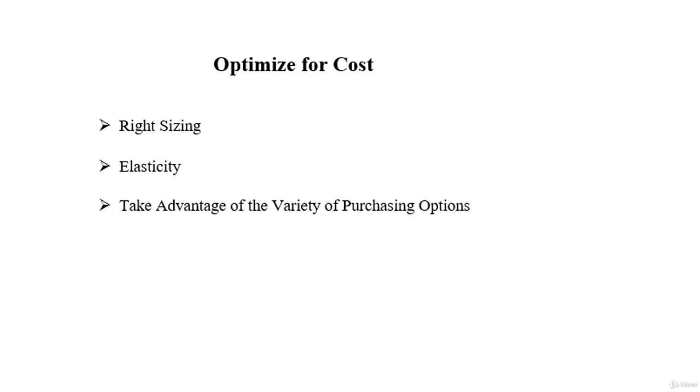So there are two more ways to pay for Amazon EC2 instances that can help you reduce spend, and these are reserved instances and spot instances. Amazon EC2 reserved instances allow you to reserve Amazon EC2 computing capacity in exchange for a significantly discounted hourly rate compared to on-demand instance pricing.